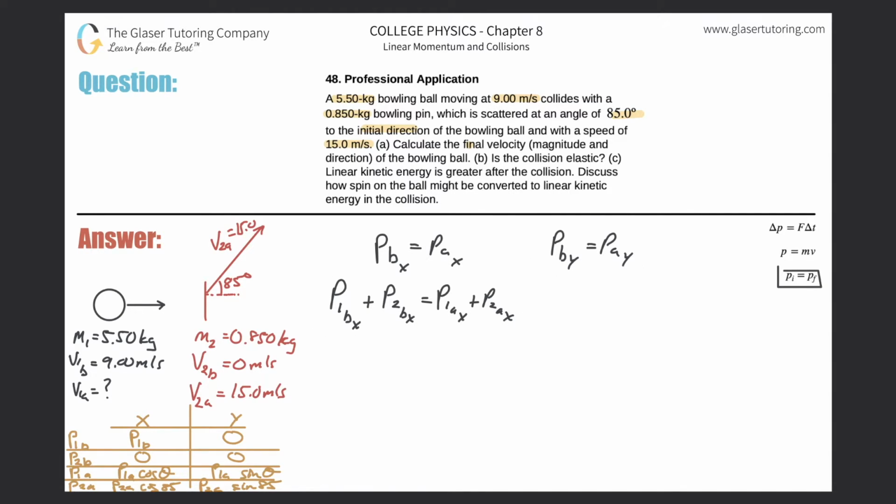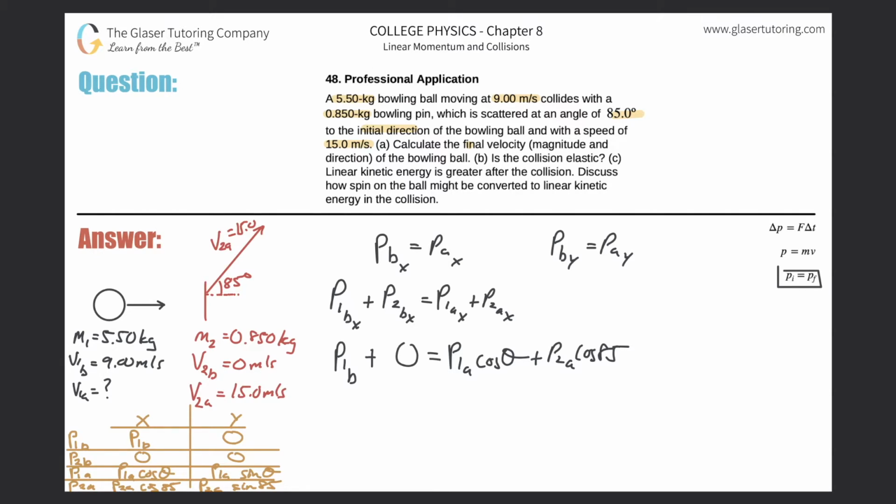And then this expanded one. So let's do the x's. P1b in the x was just P1b. Plus P2b in the x direction was 0, so plus 0. Plus then P1a in the x was P1a cosine of theta. So let's plug that in. That should be an equal sign there. So P1a cosine of the angle. And then last but not least, it'll be plus P2a cosine of 85.